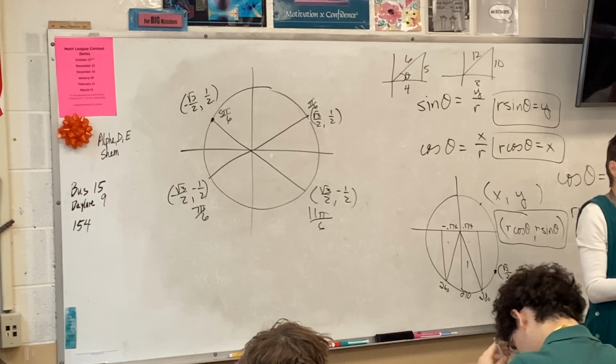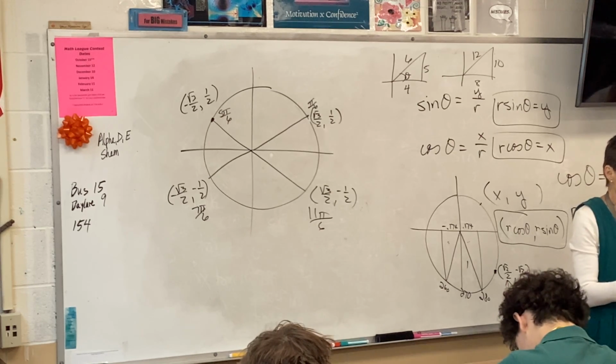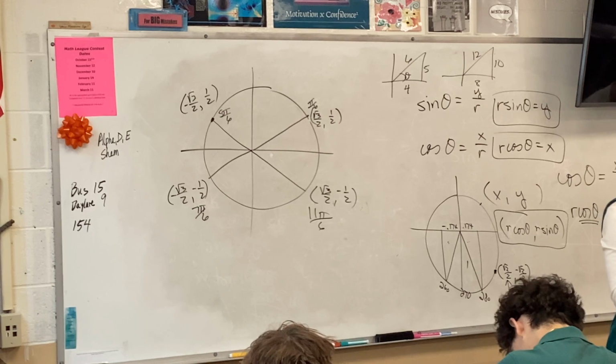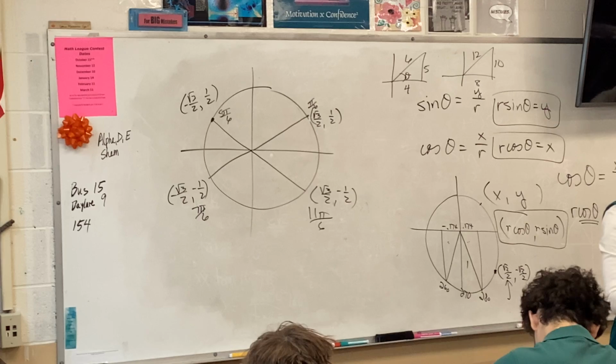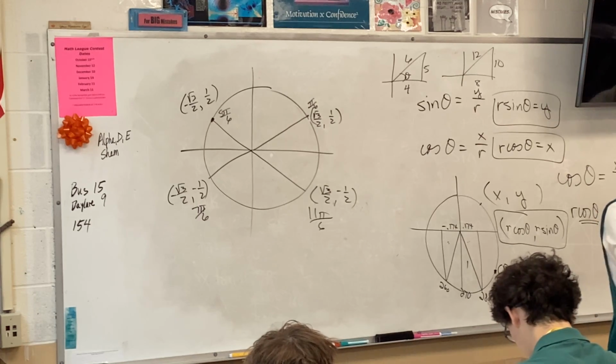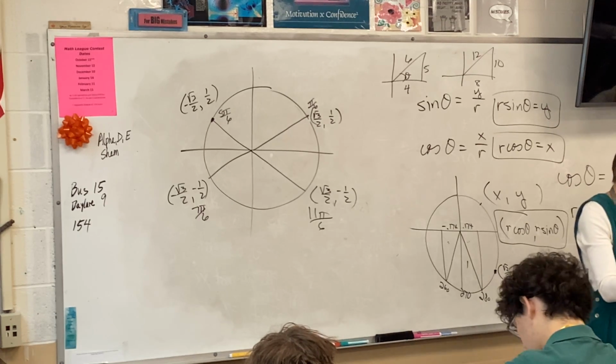But the key here, and it's something I've been saying since the beginning, is that as long as we know the coordinates of our important angles in quadrant 1, we're good to go. You just did it, filling in those tables. Perfect. All right.